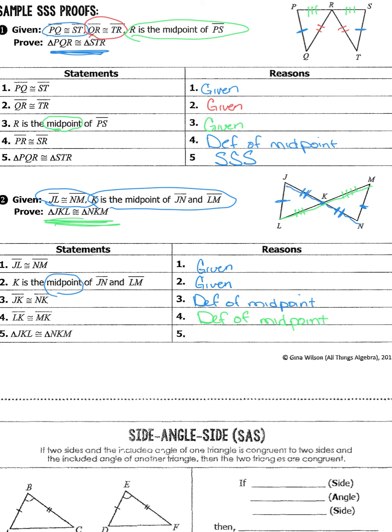Well, if I look at the picture, I have all three sides of one triangle marked congruent to all three sides of the other triangle. So that would be your side, side, side. So that is the side, side, side shortcut.